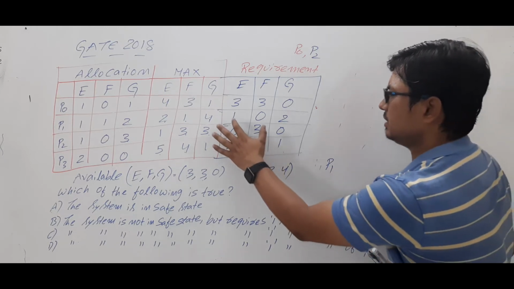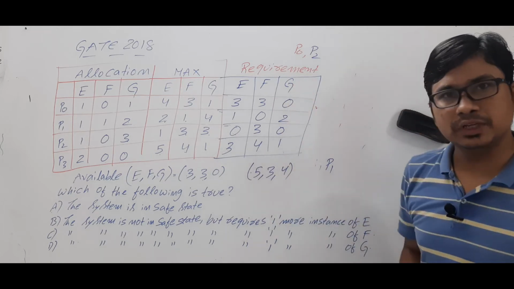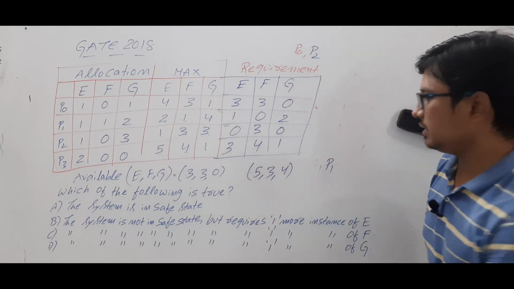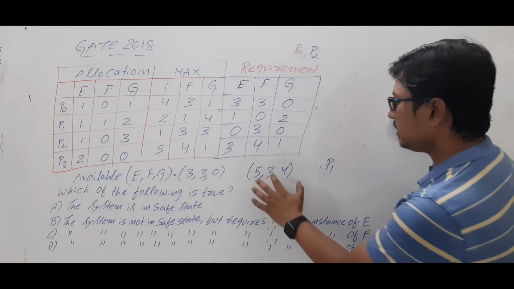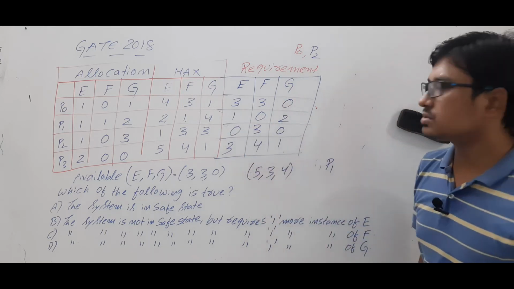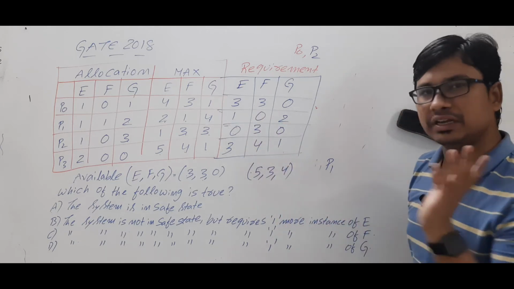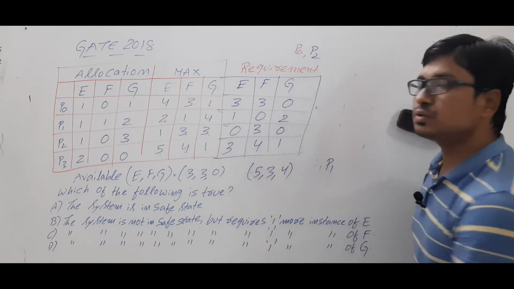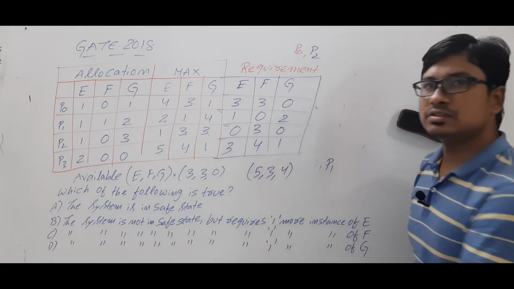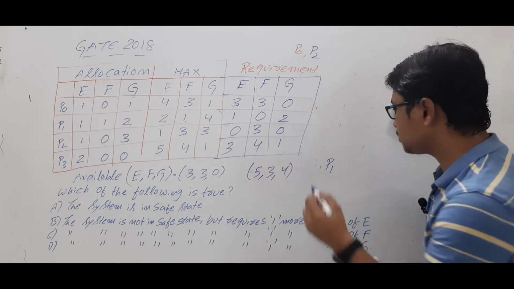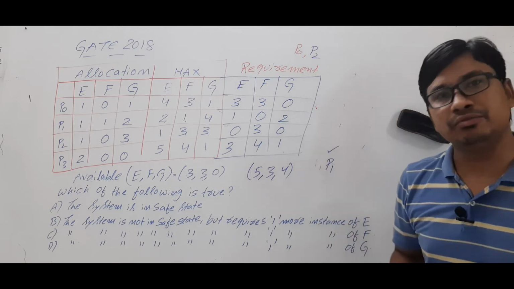Now look at P1. P1's requirement is 102. Are you able to understand? 1 unit of resource E, yes, we have. And then 3 units we have, but it does not need resource F. So we can satisfy. And it needs 2 instances of resource G and we have 4 instances of resource G. So we can satisfy the requirement of P1.